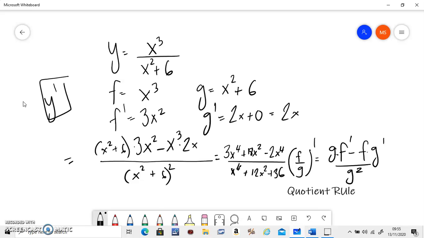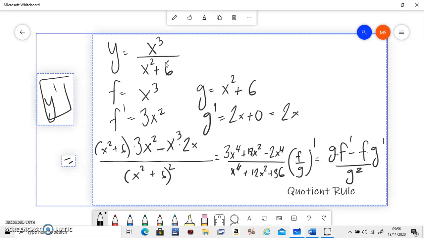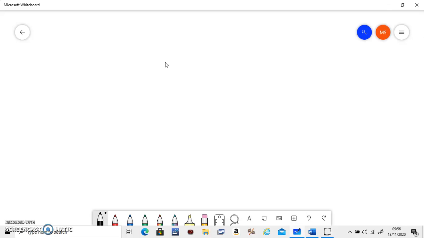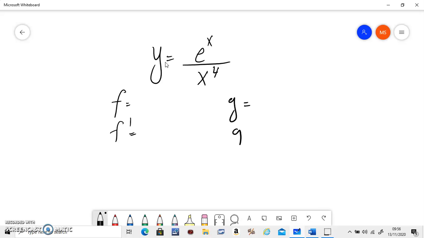Okay, we can do one more. Okay, so if I give you another example, so y equals e to the x divided by x to the 4. Find f, g, f prime, and g prime. So f here is e to the x, g is x to the 4. The differentiation of f is e to the x, it remains the same. G prime is the power rule, so it becomes 4x cubed.